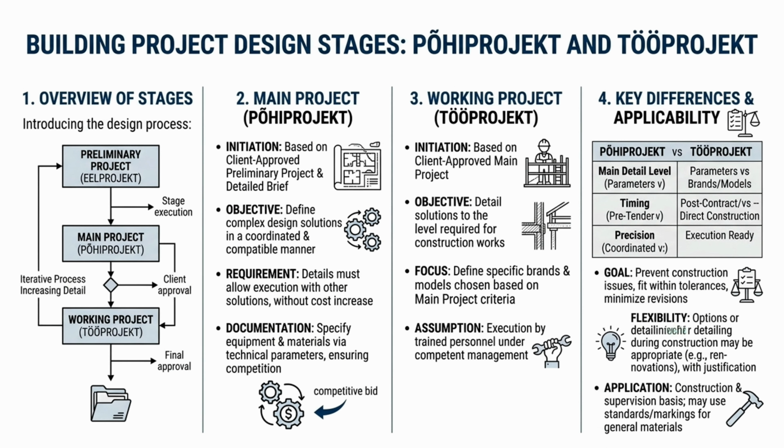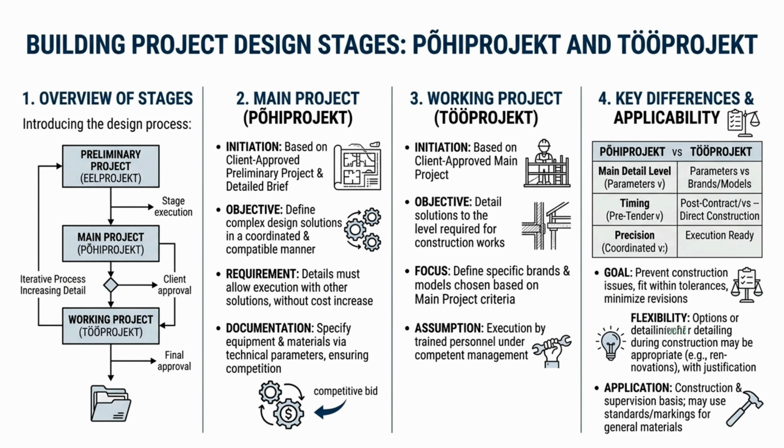Importantly, the main project should specify equipment and materials by technical parameters rather than specific brands or models. This approach protects open competition during the bidding process. If reference products are mentioned, the criteria that make them suitable for the project must also be specified, including both technical and aesthetic factors. After the main project has been approved by the client, the working project starts.